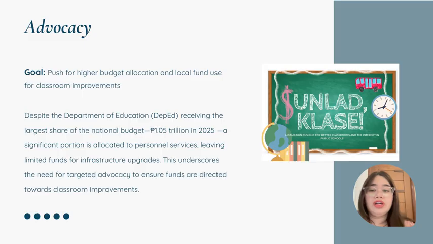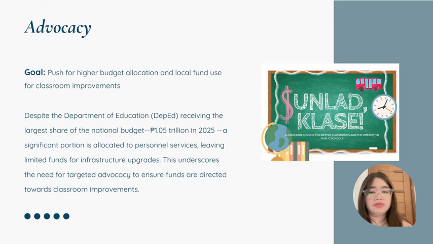So the goal for this advocacy is to push for a higher budget allocation and local fund use for classroom improvements. So despite the Department of Education or DepEd receiving the largest share of the national budget, which is 1.05 trillion in 2025, a significant portion is allocated to personnel services, which leaves limited funds for infrastructure upgrades. This underscores the need for targeted advocacy to ensure funds are directed towards classroom improvement.